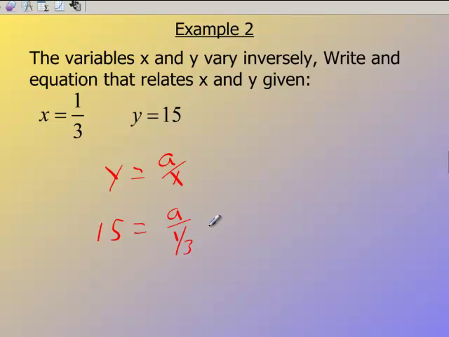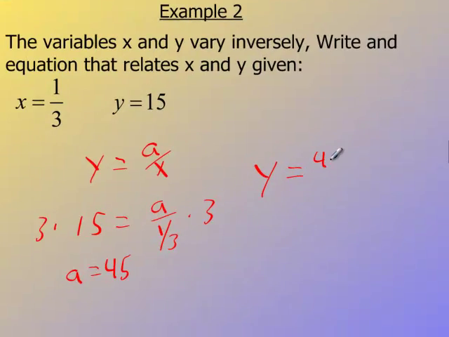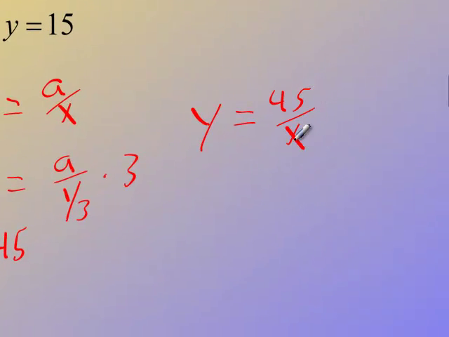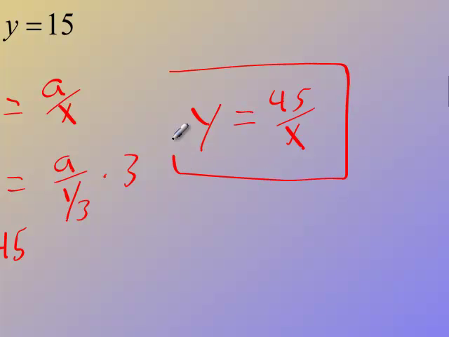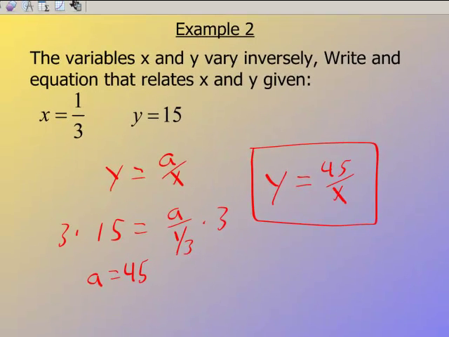So I would just take both sides and multiply by 3. Thus we would be given 45 as our a. So a equals 45. And now all I would need to do is write my final equation. So it would simply be y equals 45 over x. And if I wanted to find values of y or x, I could substitute those in, and I can find other values that work with this equation.